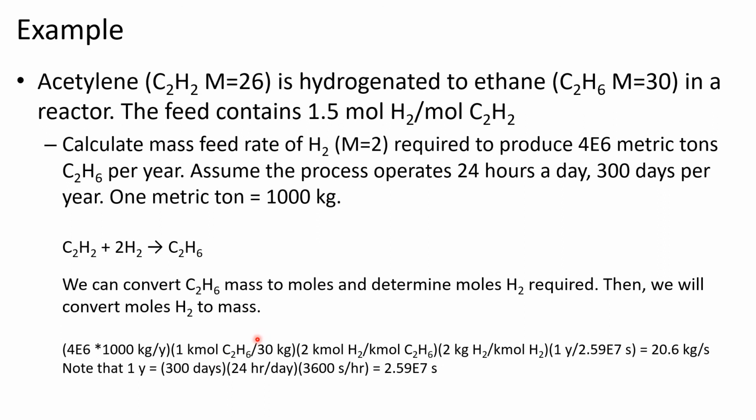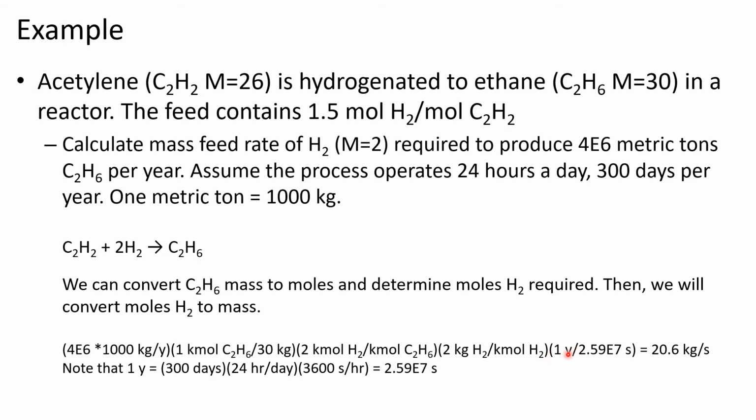To convert to the moles of hydrogen that are required, we multiply by the ratio of the stoichiometric coefficients for hydrogen to the stoichiometric coefficient for ethane. The stoichiometric coefficient for hydrogen is 2. The stoichiometric coefficient for ethane is 1. This product of the first 3 terms gives us the molar flow rate of hydrogen that's required. To convert the molar flow rate to a mass flow rate, we multiply by the molecular weight of hydrogen. We know there's 2 kilograms of hydrogen per kmol of hydrogen.